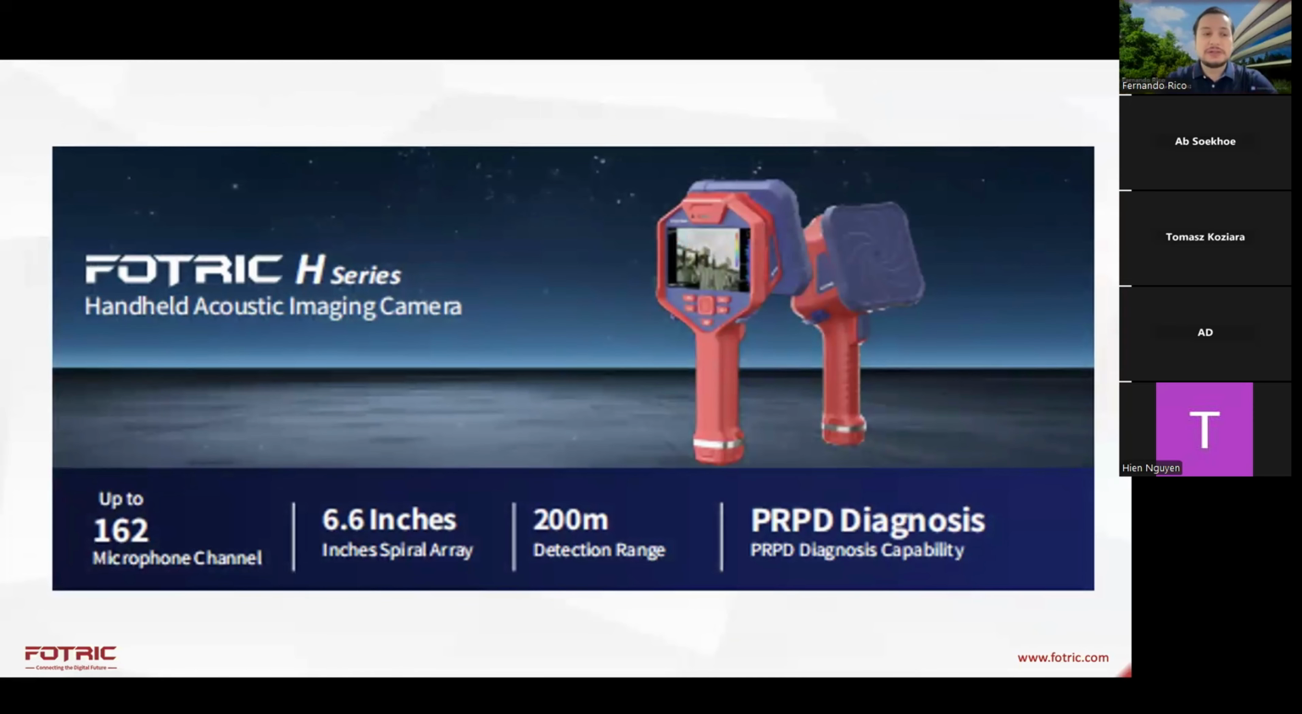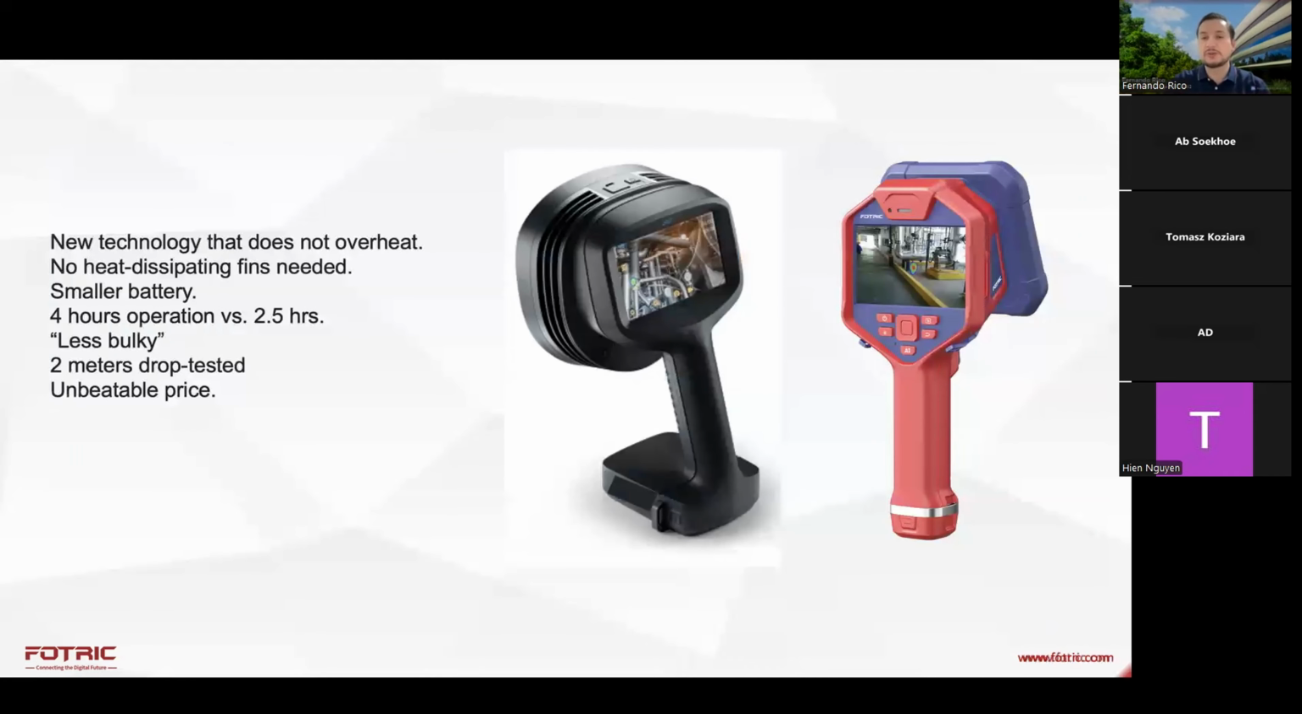Talking about microphones, FOTRIC features different models. One of the most popular ones, the H6, features 162. But we already have more advanced products like the H6 Plus, which has 234 microphones that enhance the sensitivity for small events or small issues. It enhances the accuracy on the location of those particular ones.